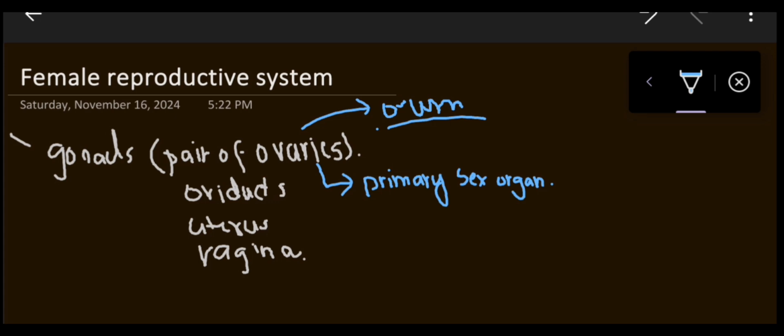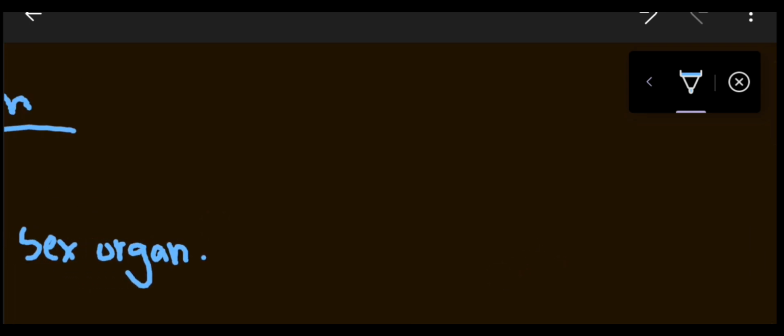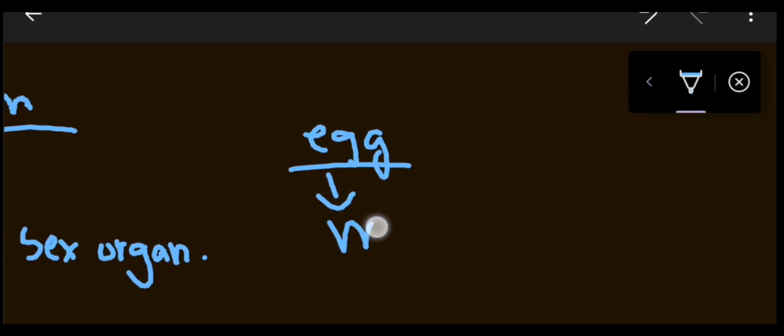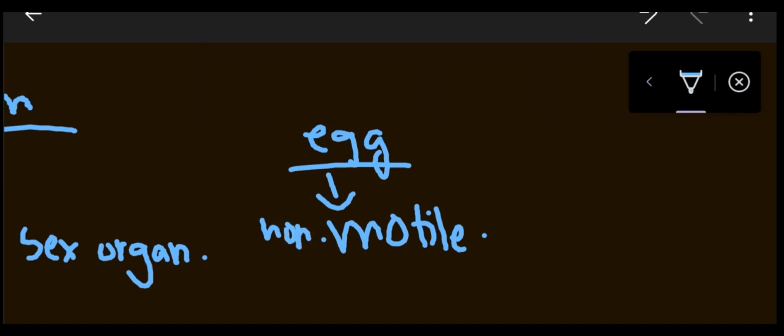Now here we know that the egg, or ovum, is non-motile. But the fallopian tubes are lined with columnar ciliated cells which help the egg to come into the ampulla.